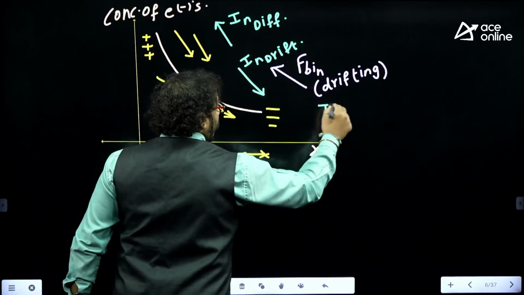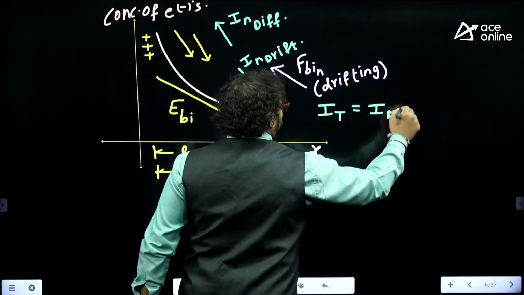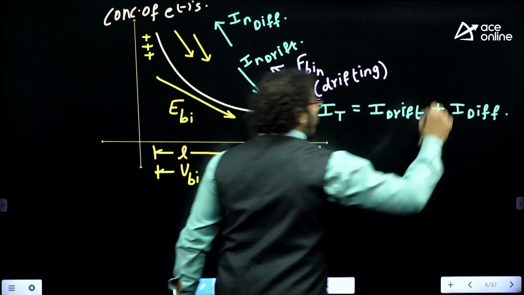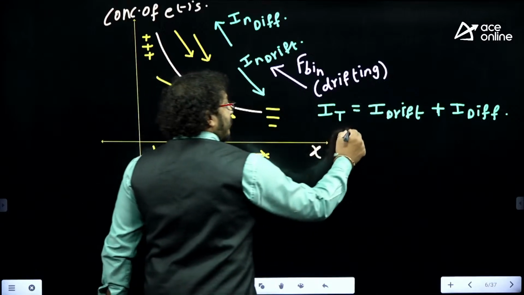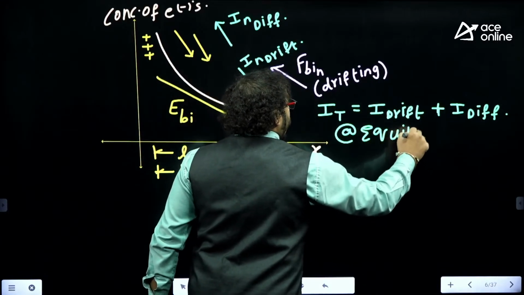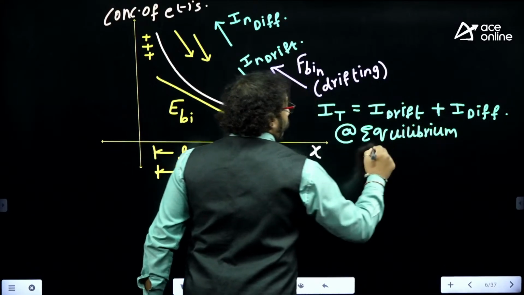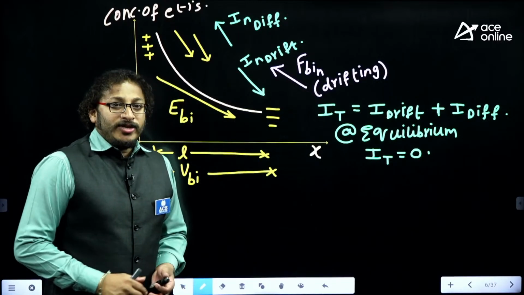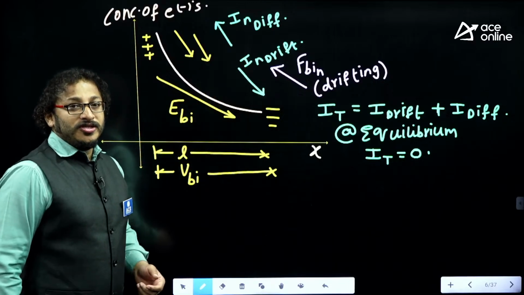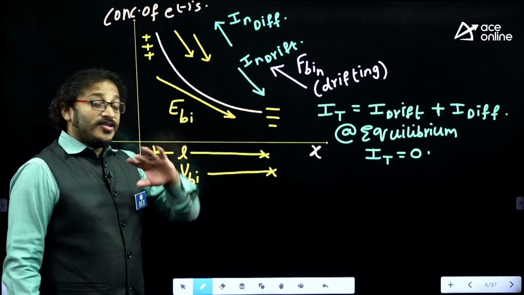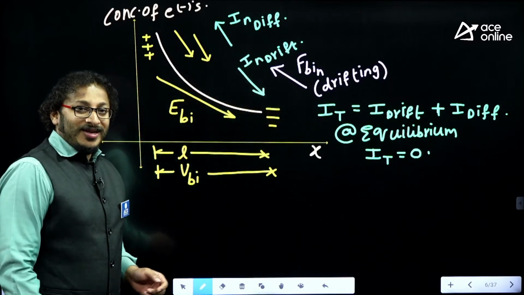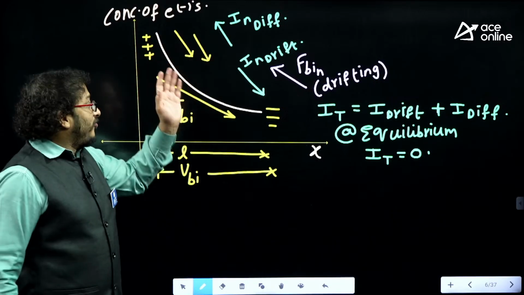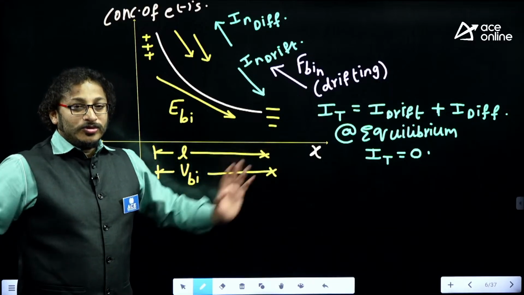So here what I'm going to get is the total current, which is the drift current plus the diffusion current. The interesting point here is at equilibrium, whenever I say equilibrium, no doubt the total current equals 0. That means no current. Why does it experience equilibrium? Come on, man. The force is opposing further diffusion of carriers. At a particular moment, this force is sufficient to stop the diffusion of carriers. Once the diffusion of carriers is stopped, the total current equals 0.